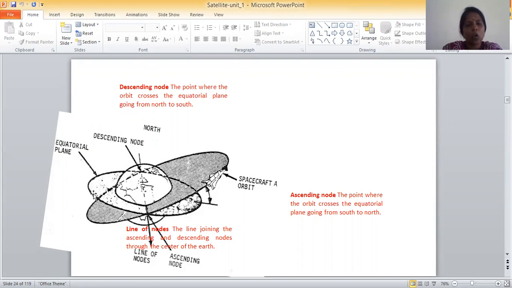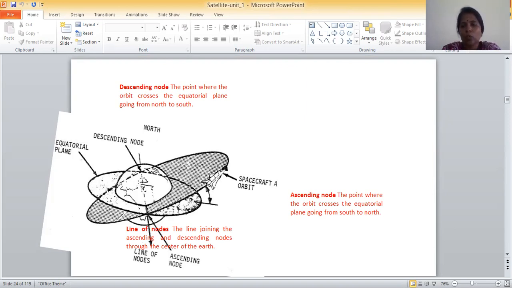When a satellite is moving in that particular path, if it is very close to the Earth, that point is called the perigee point. If it is at the farthest distance from the Earth, it is called the apogee point. If you connect these two points through the center of the Earth, that is called the line of apsides.